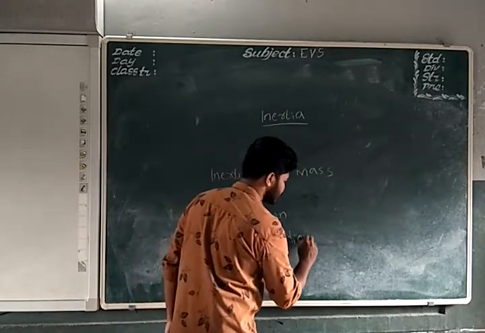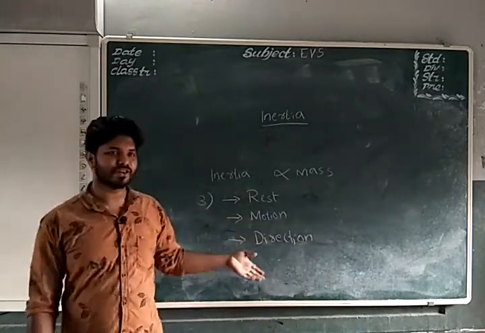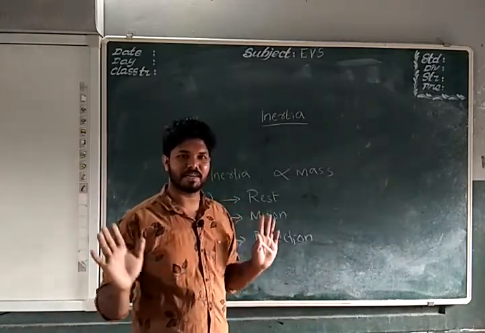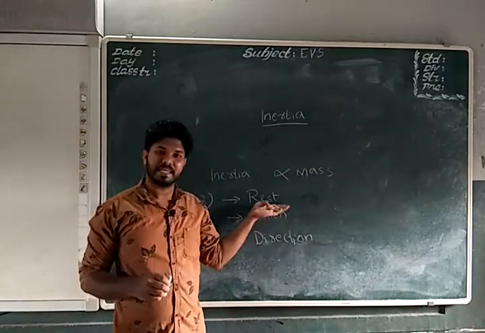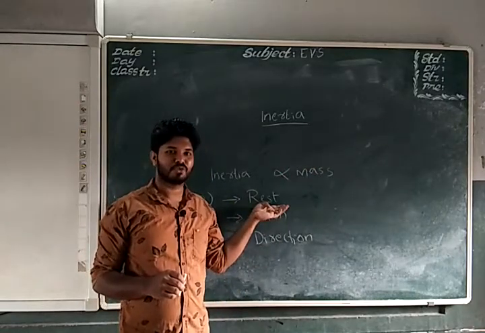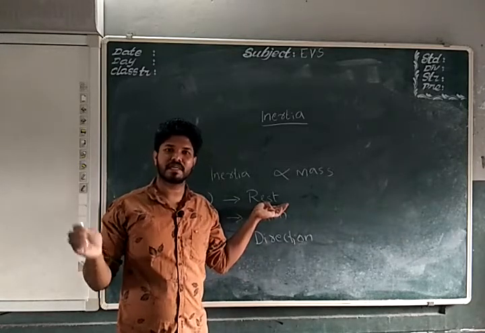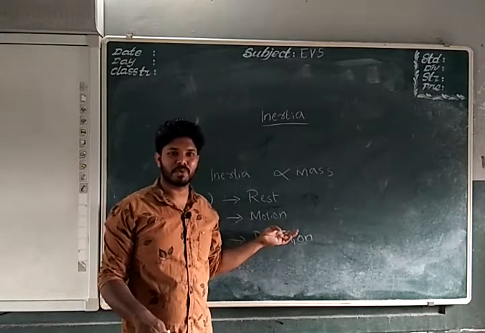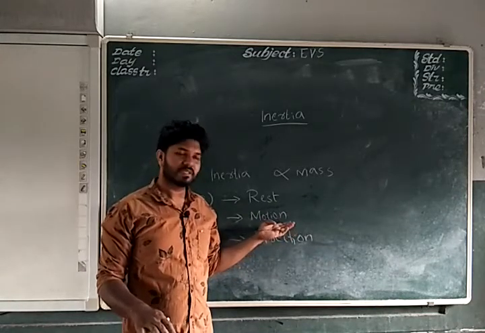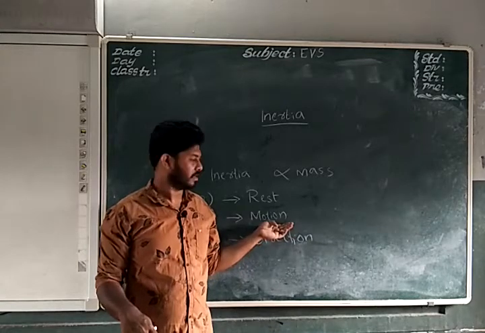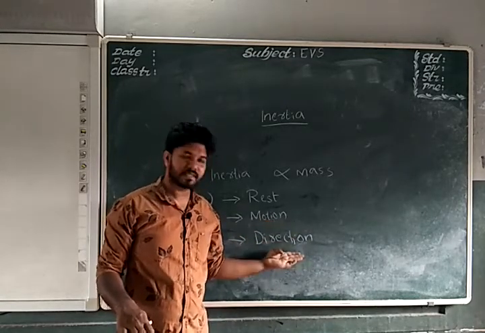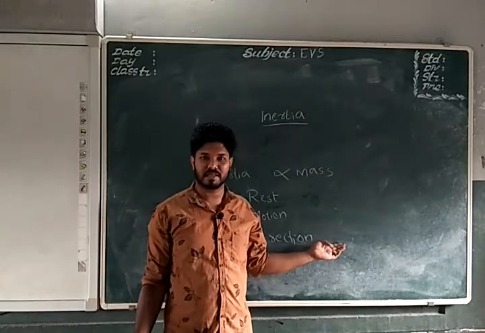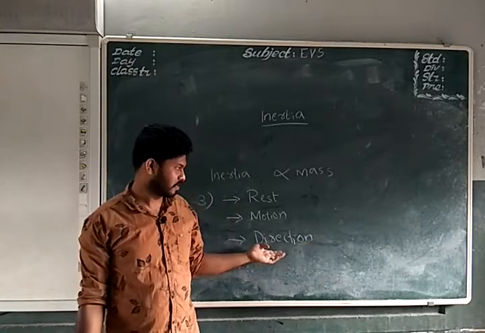Always these three terms come into play: inertia of rest, inertia of motion, inertia of direction. The examples are from your common life itself. Inertia of rest is the inability of a body to move from its state of rest. Inertia of motion is the inability of a body to change its speed by itself. And third one, direction: inability of a body to change its direction is called inertia of direction.